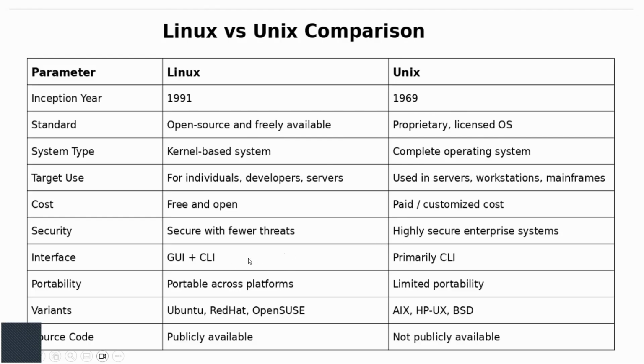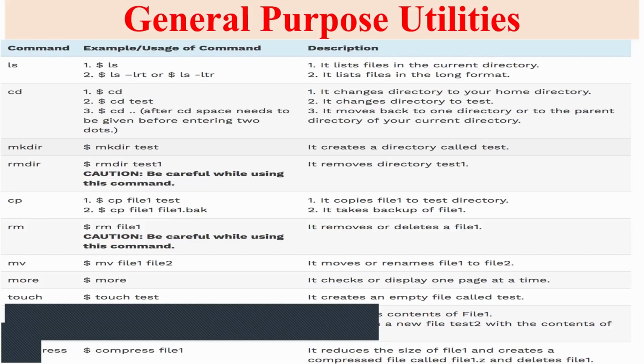Talking about the interface, Linux has the GUI and the CLI, while Unix is only CLI. In portability, Linux is portable across platforms, while Unix has limited portability. We have Ubuntu, we have Red Hat, so we have different kinds of distributions. This is how we can understand the differences.